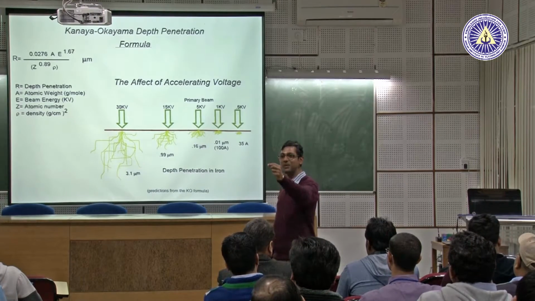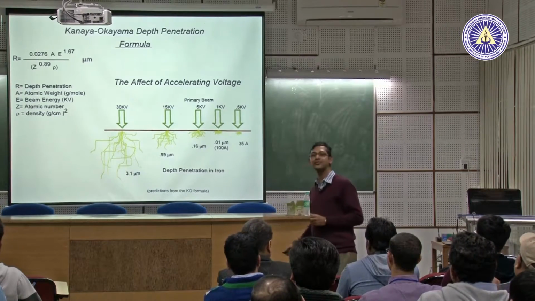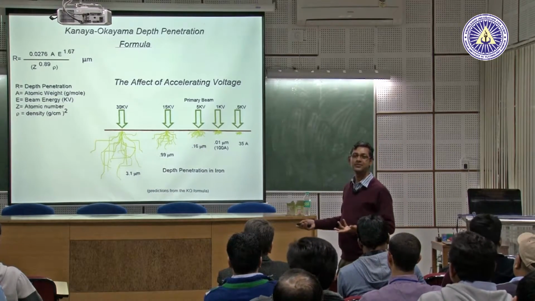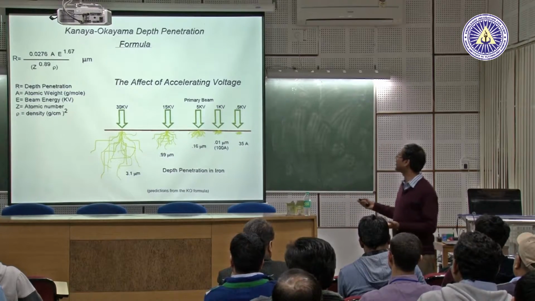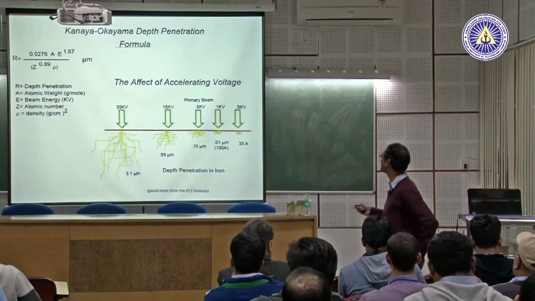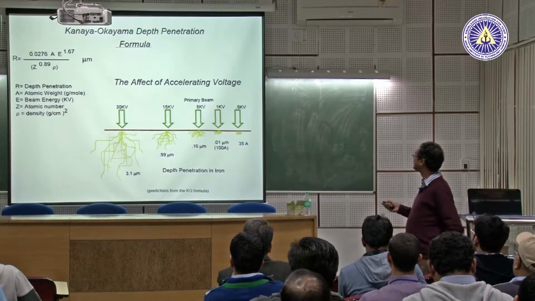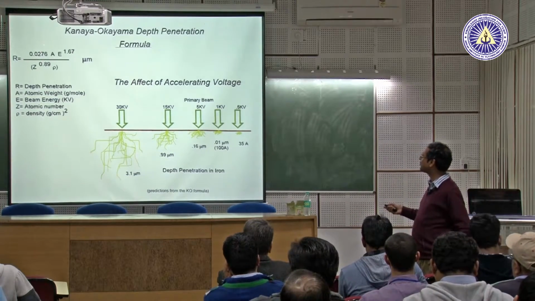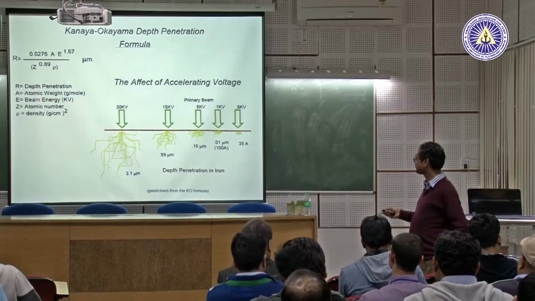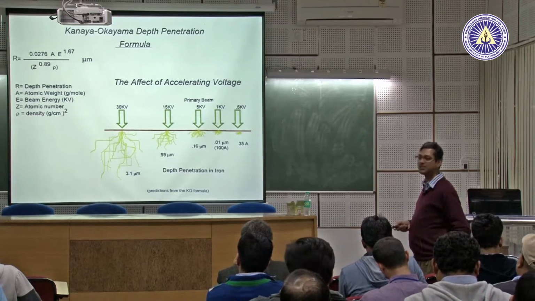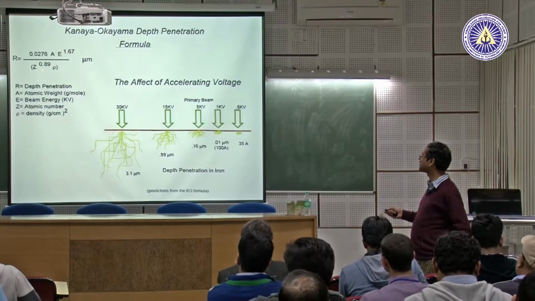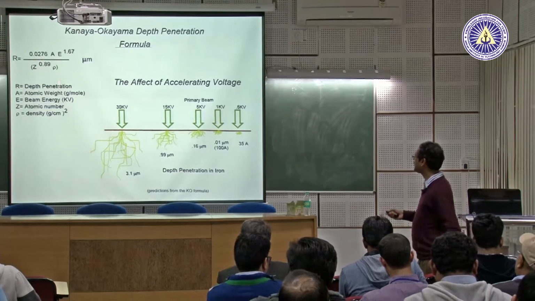So you got a message. If I want a thin film to be analyzed, I should use a lower voltage. If I want a bulk sample analyzed, I should use a larger voltage. This was done long back by these two people. Never heard of them? Okay, Okayama and Kanaya. They gave a formula. The depth depends on the atomic weight of the material, other than beam energy and density. This is what we don't take into consideration. Okay, this is 1.67, this is 0.89. Simply you can calculate using this.